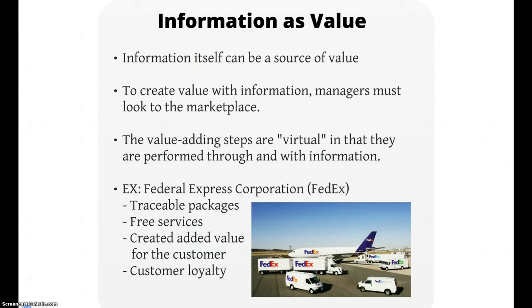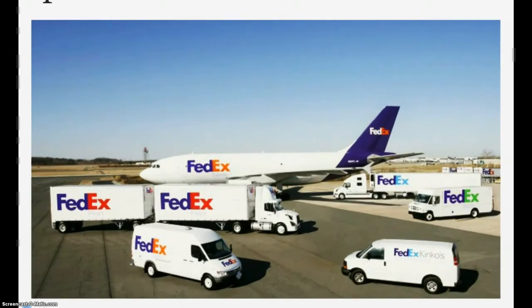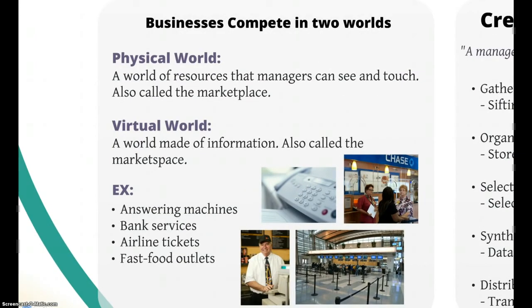A good example of a business that uses information as a source of value is the Federal Express Corporation. FedEx allows consumers to track packages through the company's website on the internet by entering their air bill number. After the package has been delivered, they can identify the name of the person who signed for it. And although FedEx provides the service for free, it has created added value for the customer, which also increases loyalty. So the idea of the virtual value chain is to look for ways to create value using information, which includes anything you can digitize.